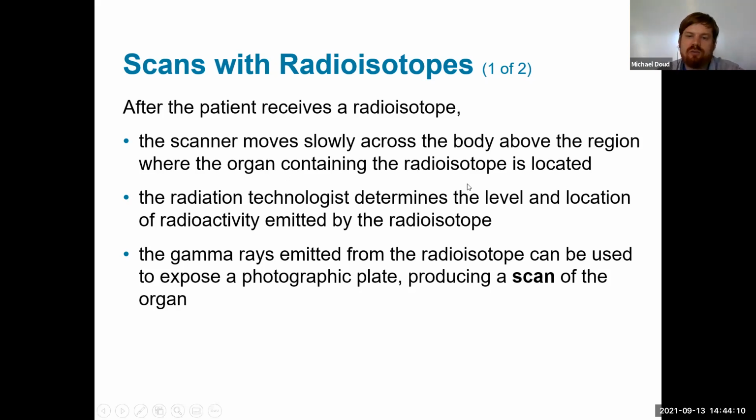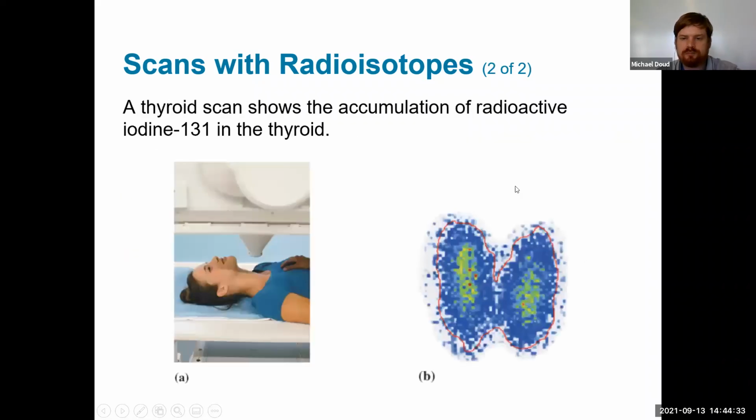The radiation tech will determine the level and location of radioactivity by imaging the scans from the gamma rays and whatever else happens to be used in this case. So you could also measure the electrons that are emitted, and that allows you to take a look at the organ or tissue that you happen to be looking at.